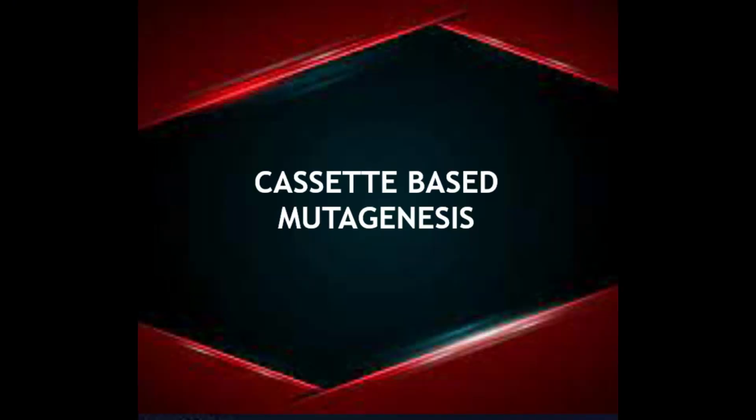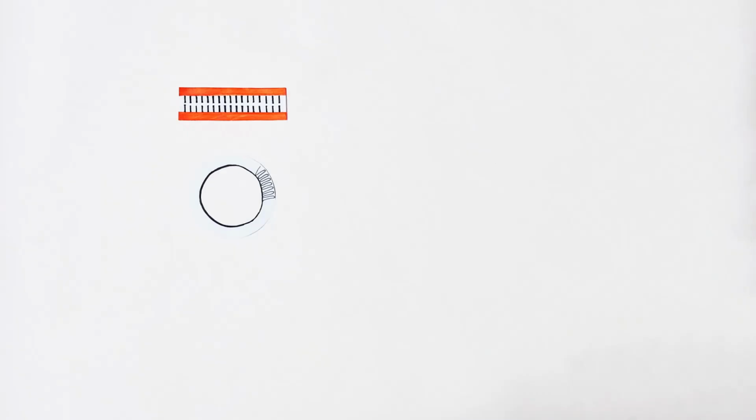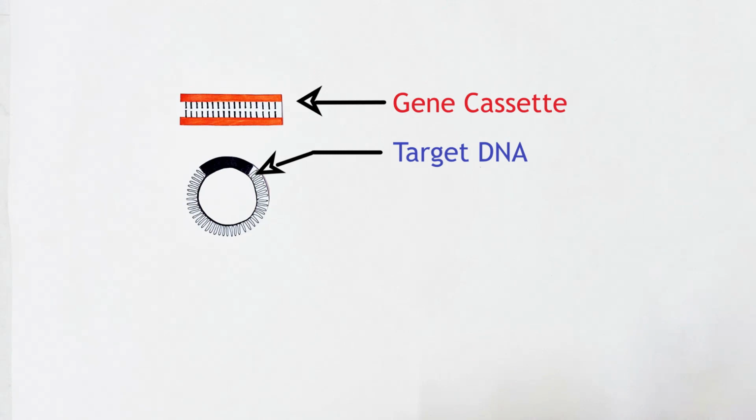Now, let's look at cassette-based mutagenesis. In this technique, we use a short double-stranded synthetic oligonucleotide sequence called the gene cassette, which is used to replace a fragment of target DNA in the vector.